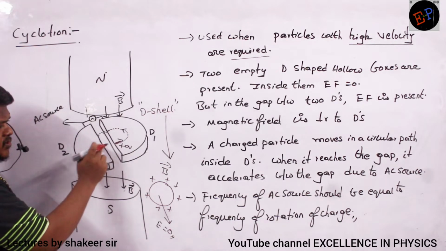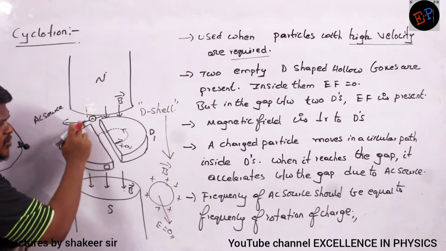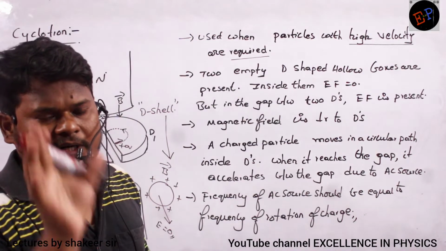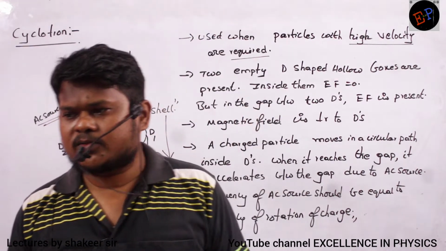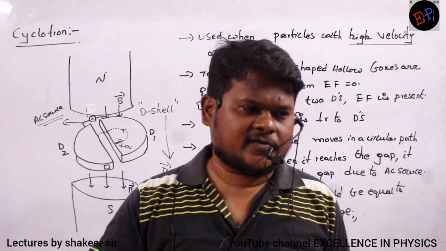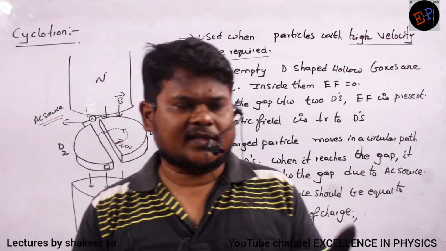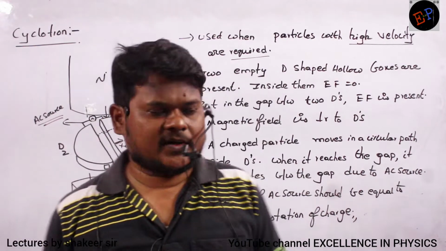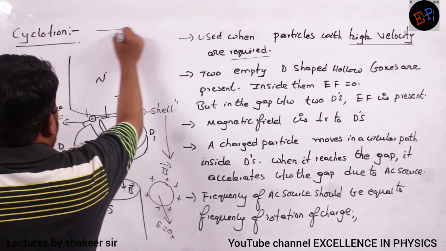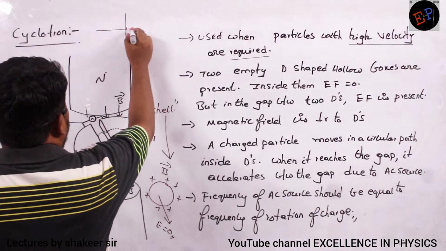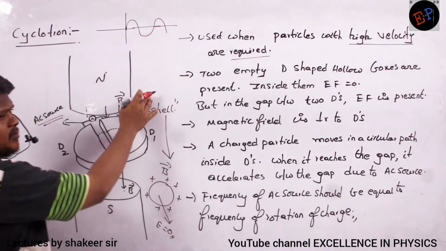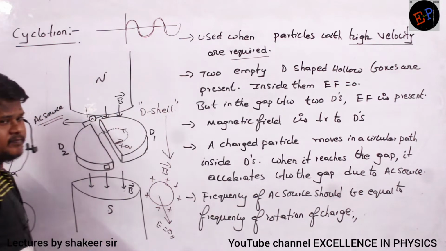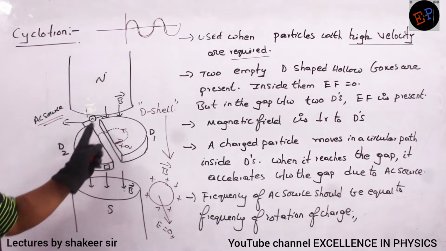And to these two Ds, I am supplying an alternating source of potential difference. What is meant by an alternating source? In the first half of the cycle it becomes positive, and in the next half of the cycle it becomes negative. The supply which we get is also AC, in alternating form. It means the electric field will be varying like this. This is the positive half cycle, this is the negative half cycle, another positive, again negative. This type of AC we will supply to these two Ds.